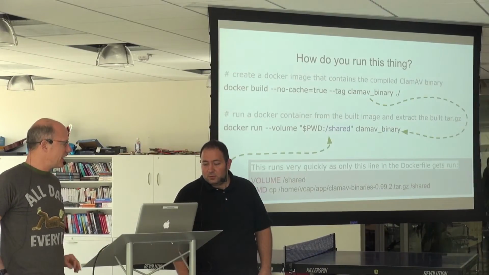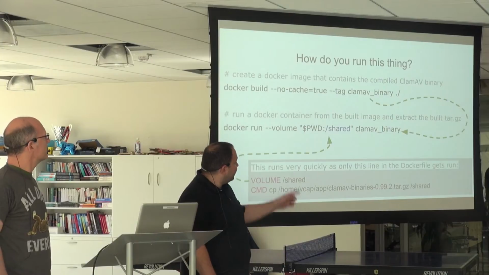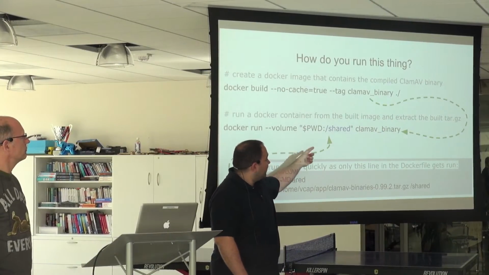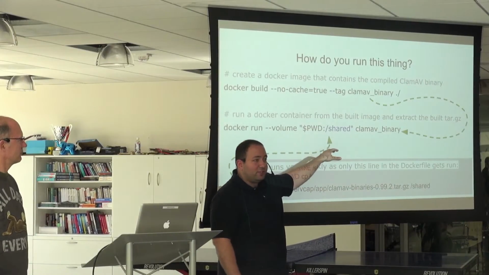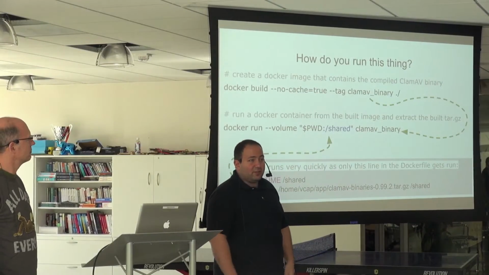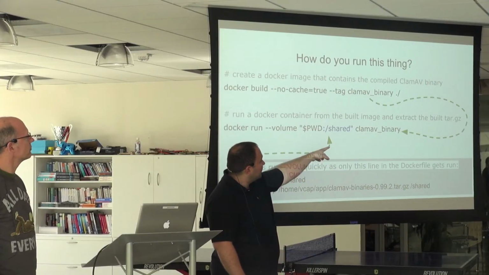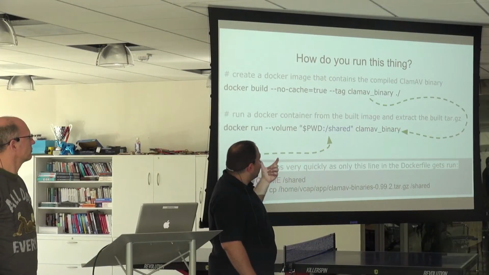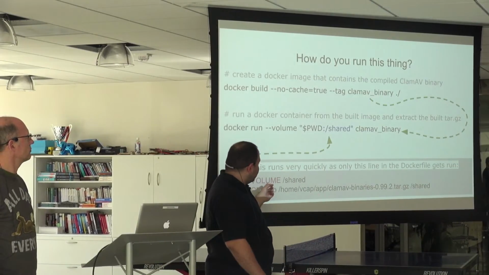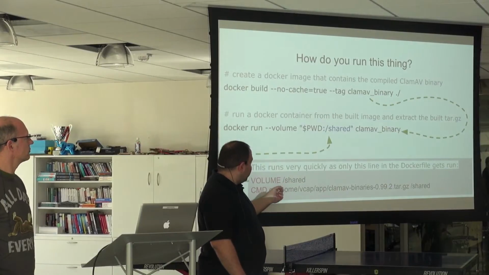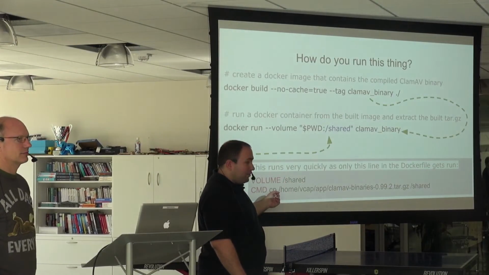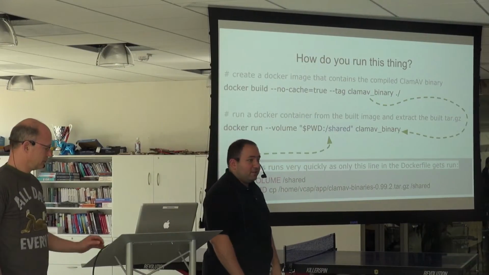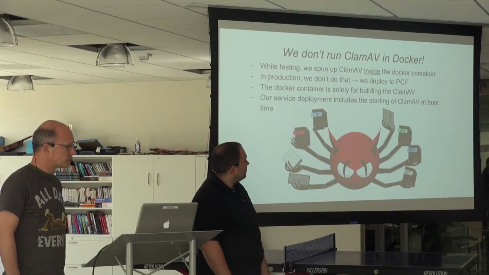And then you run this second command, the docker run command. The docker run command basically says this volume $pwd, which is my current working directory, should be mounted under /shared, which is the mount point inside of our Docker container. We're going to use the same tag that we built, ClamAV binary, for the Docker container we're running. And again, it's only mounting the shared volume and copying a tar file out. So this is pretty close to instantaneous. All the other stuff is done in the docker build command.